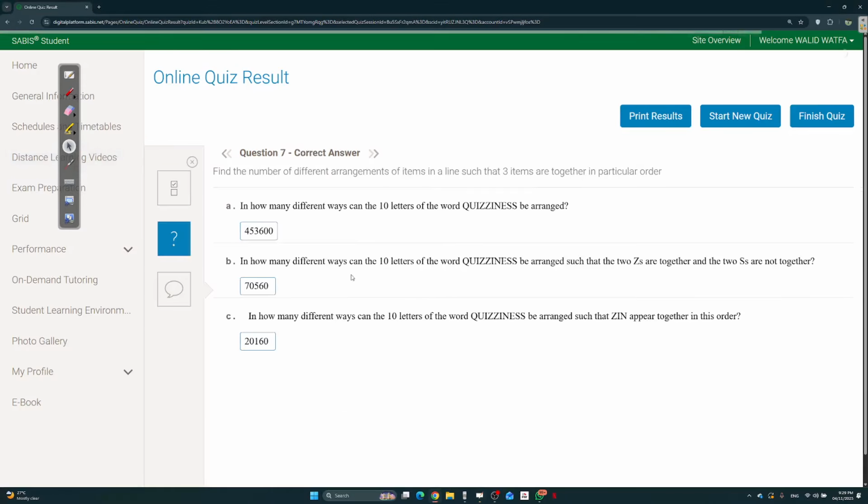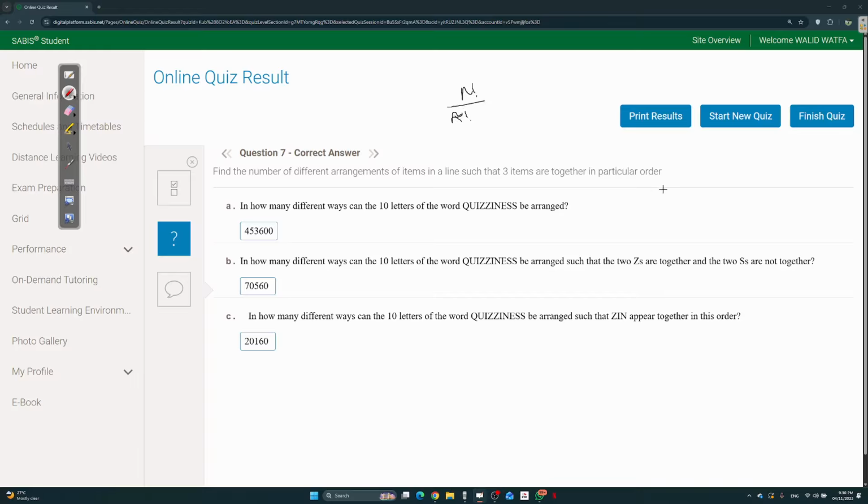Question 7. How many different ways can the letters quiziness be arranged? Again, this is so easy. Let's do it. How many letters? 10 factorial. What's the rule? I gave you, it's n factorial over repetitions factorial.